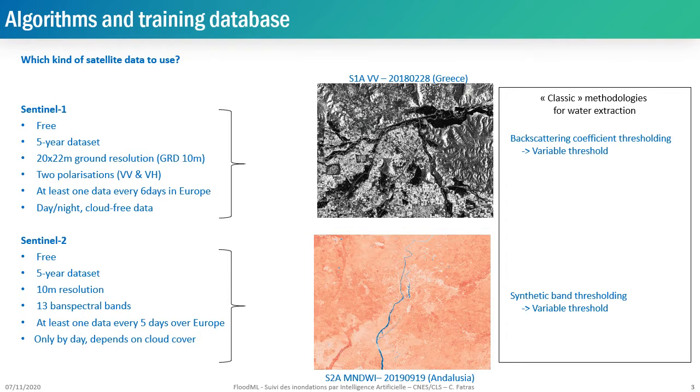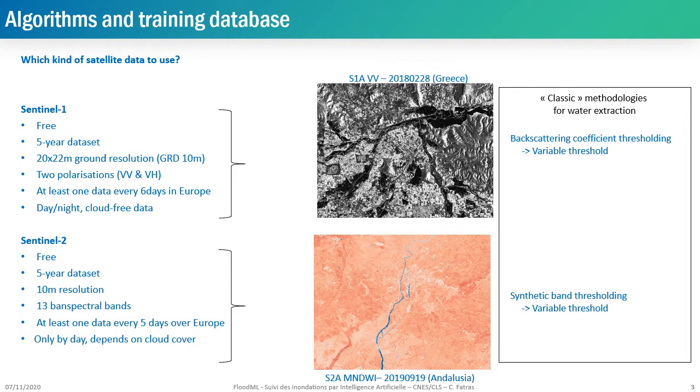So which kind of satellite data do we use? We use Sentinel-1 and Sentinel-2 data because they are free, because they present a 5-year data set, because they offer both VV and VH polarization for Sentinel-1, for instance, and 13 spectral bands for Sentinel-2.